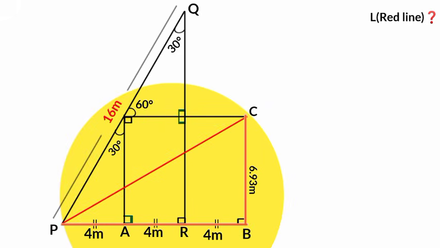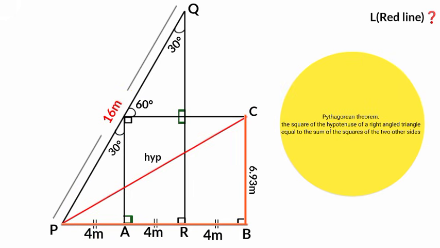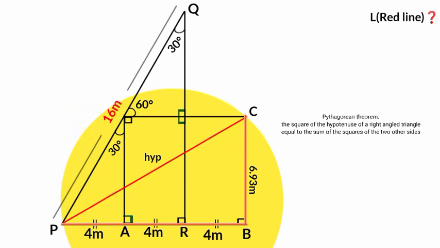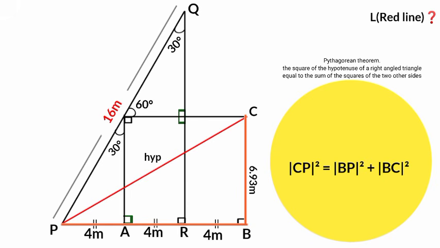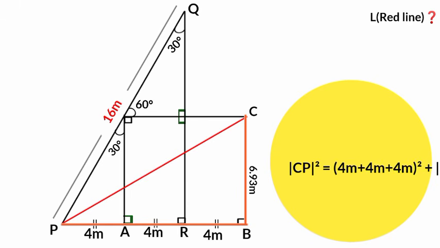Now from this triangle BCP, we can use the Pythagoras theorem to find the length of this side. The Pythagoras theorem states that the square of the length of the hypotenuse of a right angle triangle is equal to the sum of the squares of the length of the two other sides. If we use the Pythagoras theorem on this triangle, line CP squared equal to line BP squared plus line BC squared. Line BP is 4 meters plus 4 meters plus 4 meters, which is 12 meters. And line BC is 6.93 meters.